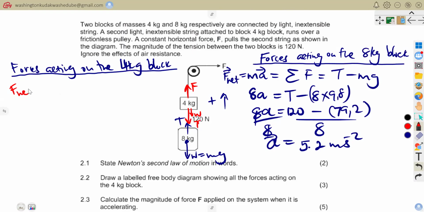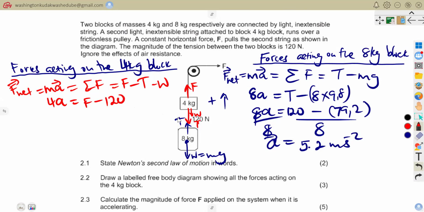So here my net force, for the object to be accelerating, is given by mass times acceleration, which is equal to the summation of all vector forces. If I choose up to be positive, I'll say this F minus this T minus W. So here I would have 4 times acceleration. This is the mass of the 4 kg block. And then the vector forces: F minus my tension, which is just 120. My weight would be equal to 4 times 9.8 because I'm now taking mg here. The mass is 4, the g is 9.8 meters per square second.